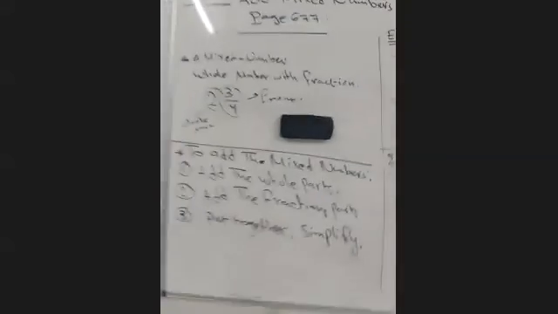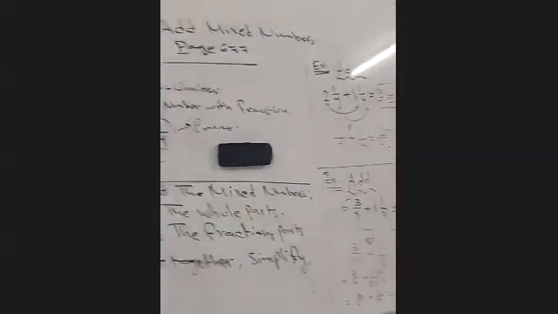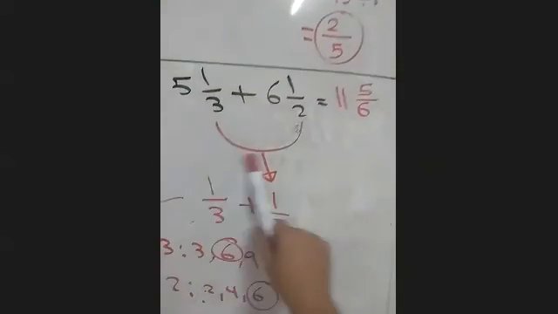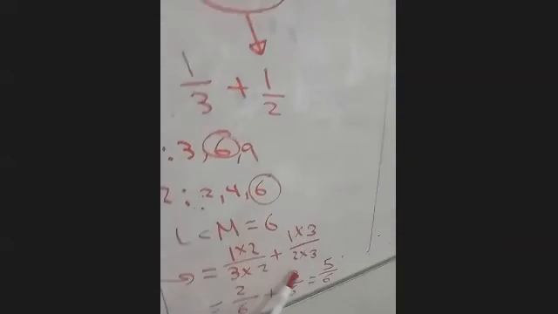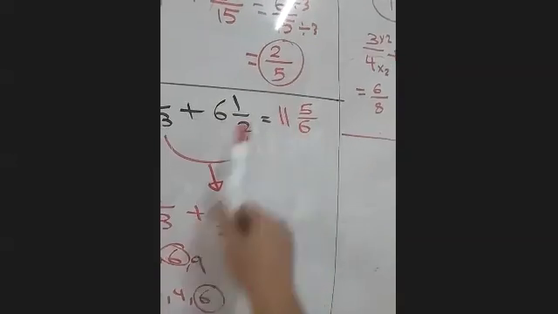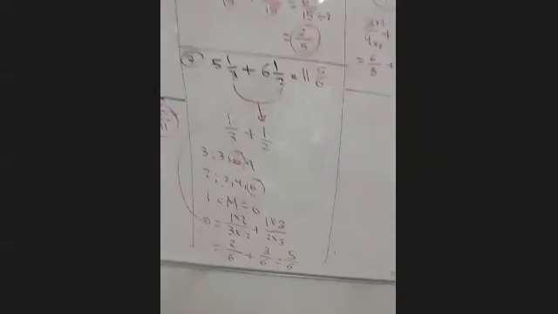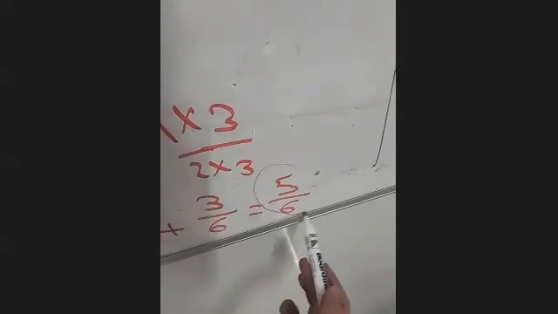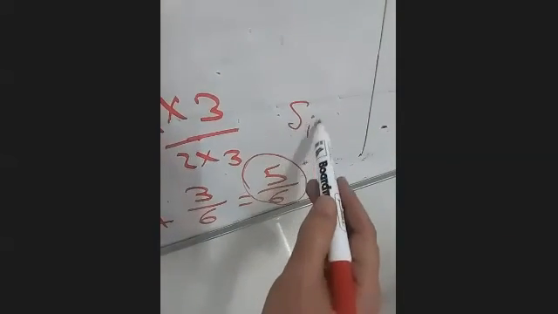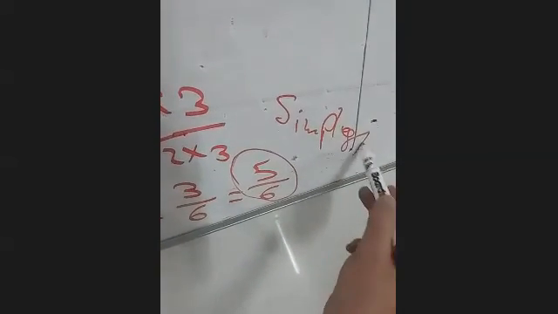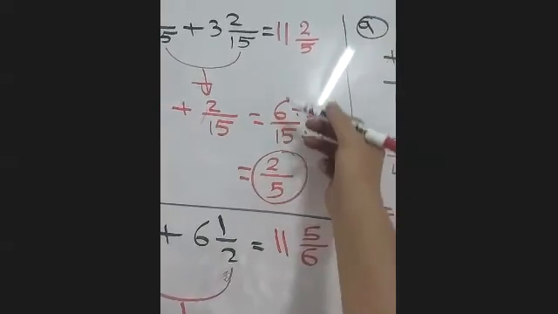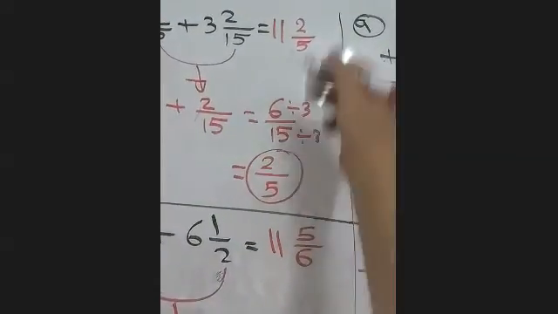This is how we add mixed numbers, guys. We add the whole parts together, take the two fractions, add them, and put the answer beside the addition of the whole parts. It's easy, but be sure that after you add the fractions, your answer is in simplest form. Don't forget that. We don't put 6 over 15, no, we put 2 over 5.